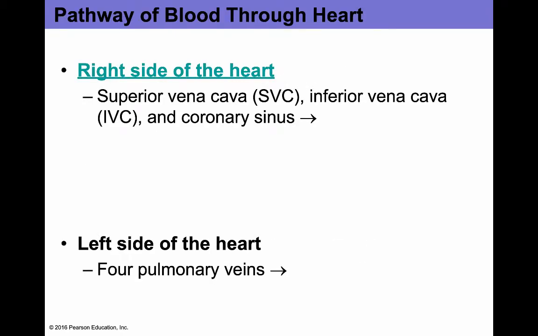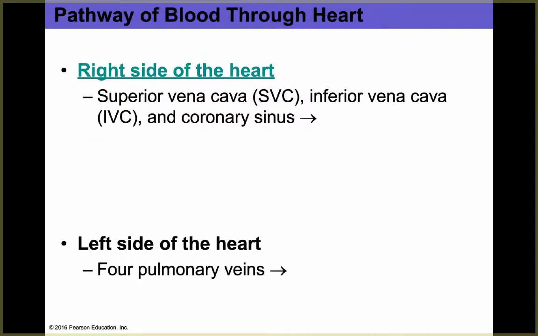Now, when we talk about the pathway through the heart that the blood follows, we talked about this in lab, so let's go through each one of these. We start with the blood entering into the heart on the right side. The blood from the top of the body drains through the superior vena cava. The bottom of the body drains through the inferior vena cava. And then the heart drains from the coronary sinus. And they go into the right atrium.